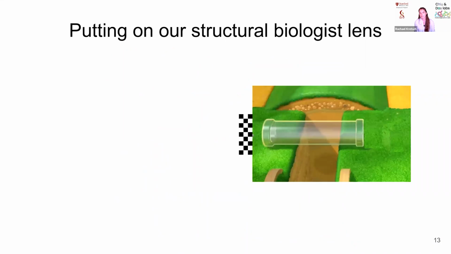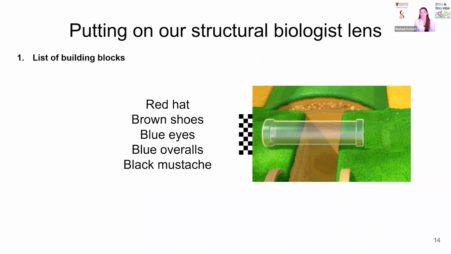So to simplify it, let's look at an analogy. And in this analogy, we're going to have a character that's going to start at the starting line here. And the question we're asking is whether this character can make it through this tube to reach the other side in our 3D scene. So if I give you the first level of structure, it's just the list of building blocks. So we know the character has a red hat, brown shoes, a black mustache, but that's all we know. And that's insufficient to tell us whether it can fit in the tube.